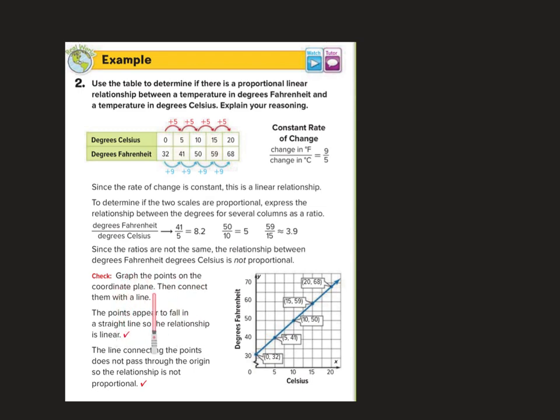To check it, we can graph the points on the coordinate plane, then connect them with a line. The points appear to fall in a straight line, so the relationship is linear. So a straight line means they're linear. The line connecting the points does not pass through the origin, so the relationship is not proportional. So basically our graphed line starts at 30 instead of 0, so that tells us that the relationship is not proportional. If our line went through the origin, 0, then it would be proportional.